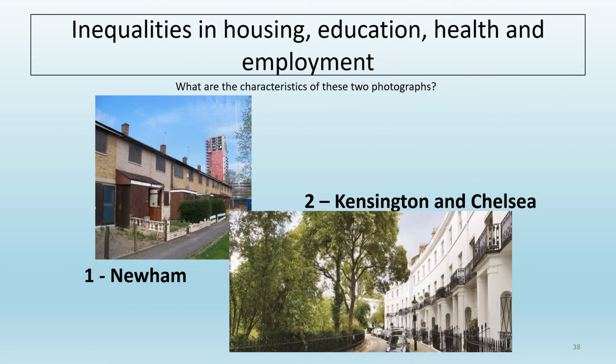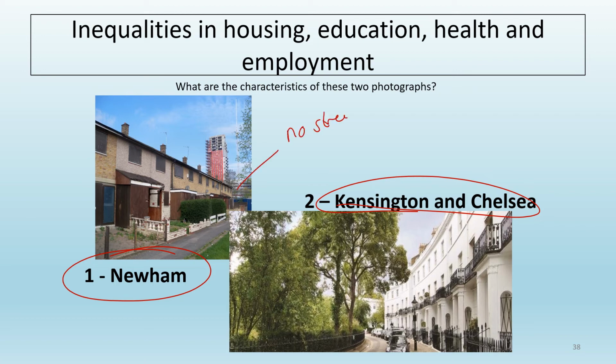First of all is inequalities. We have looked and compared Newham, a very rundown part of London, compared to Kensington and Chelsea. And straight away we can see that Newham is much poorer. It's much poorer. There are no street lights, whereas on the other photograph in Kensington and Chelsea, we can see those street lights. We can see boarded up windows, which suggest there's a lot of crime in the area, compared to these actually protected windows with glass.